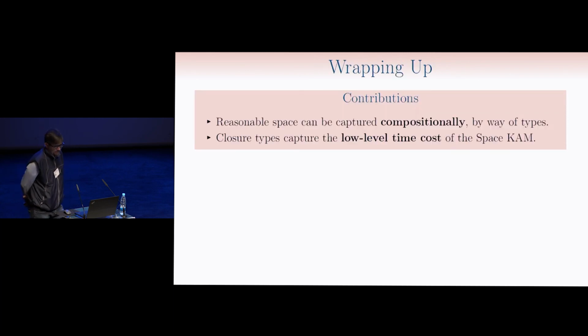So, wrapping up, the contribution has been to show that a reasonable cost model for the lambda calculus can be reflected into types, so that we give a compositional flavor to it. The same thing can be said about the time cost of the Space KAM, which, however, must be defined more as a low-level time cost, because sometimes you have to copy environments, and this, from the point of view of time, can be problematic.